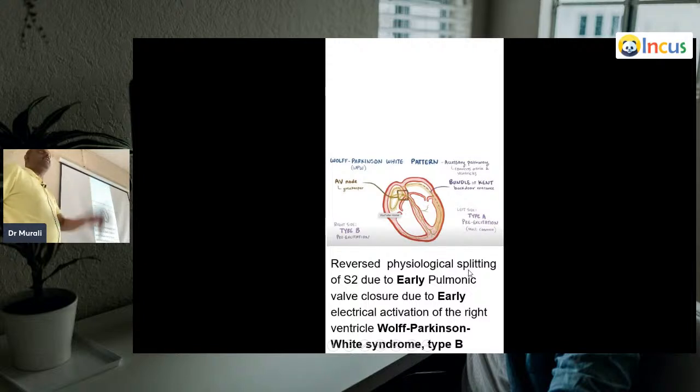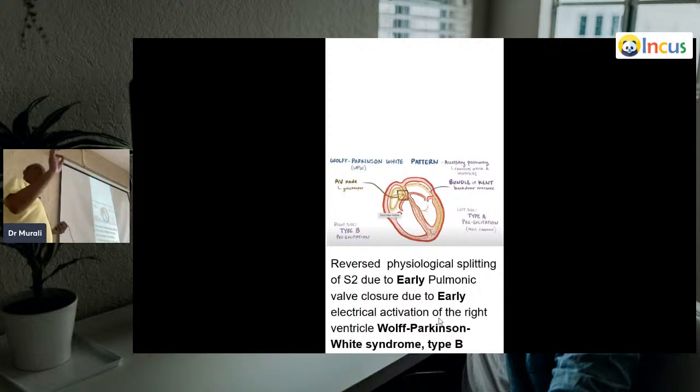So there are two types of WPW syndrome, type A, type B. Type A means between left atrium to left ventricle. Type B means if that abnormal path is between right atrium to right ventricle. So if there is a right atrium to right ventricle abnormal path, Wolff-Parkinson-White syndrome type B, then that typically leads to right ventricle getting early activated, P2 closing very early, and A2, P2 become reversed, right?